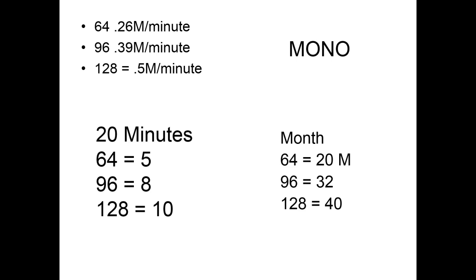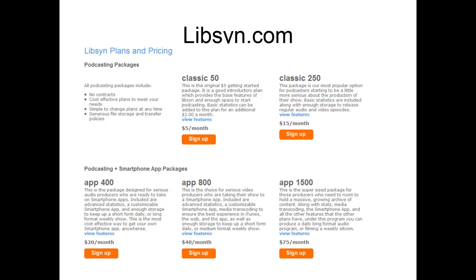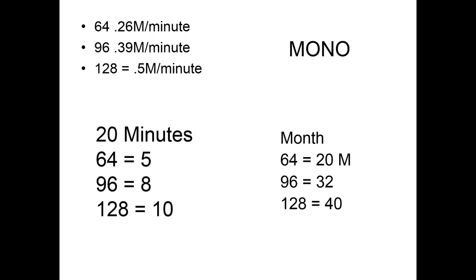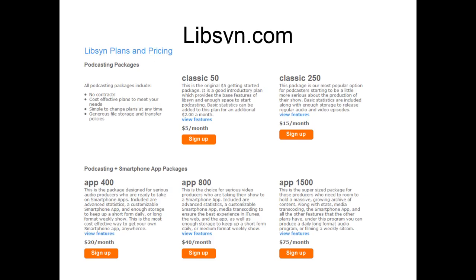So if we look at the pricing over at Libsyn, you can see where you don't need to spend that much money depending on what you're looking for. I only need 20 megs. I could probably get away with, let's say, the Classic 50. Now, if I'm looking for the better stats, I still want to go with maybe the App 400 so I can get the advanced stats, which would be $20 a month. But I could probably get away with the Classic 50 with the $2 a month for the additional stats, maybe, depending on what you're looking at.